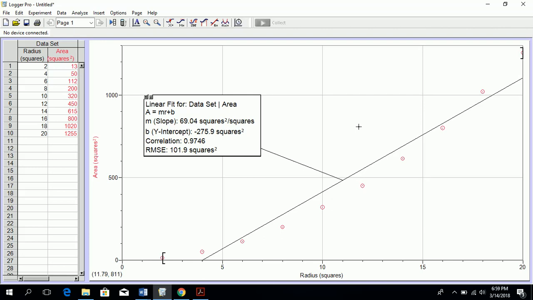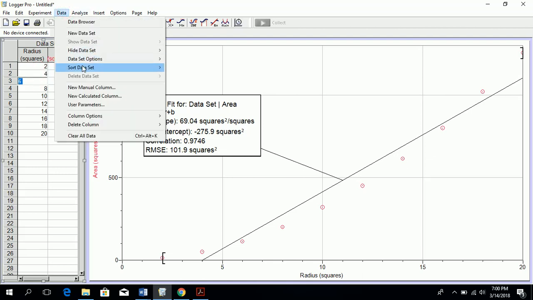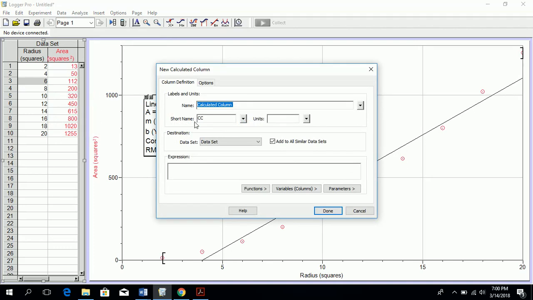I recognize this curve as a top opening parabola, and I know that the rule for a top opening parabola is y equals x squared. The radius is my x, so I'm going to make that squared. So I want the computer to calculate the square of all of these values, of the 2, of the 4, of the 6. So I go to data, I'm going to put a new column, and the computer's calculating something, it's calculating squares, so it has to be a calculated column. So this is going to be my radius squared.